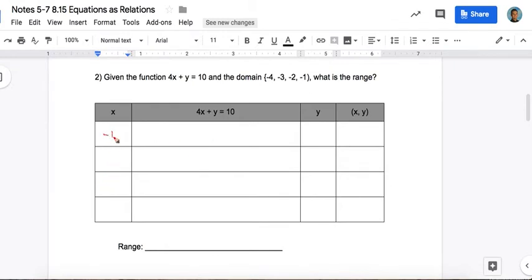The first thing I'm going to do is write my domain. And now when I plug it in, I'm going to have to solve an equation to solve for y. So I'm going to take out the x and put negative 4. Then I'm going to write plus y, and that's what I want to find, equals 10. Now I have to take care of this. And 4 times negative 4 is negative 16 plus y equals 10.